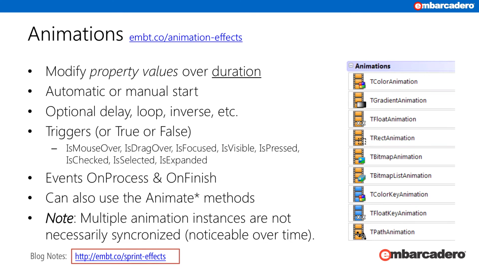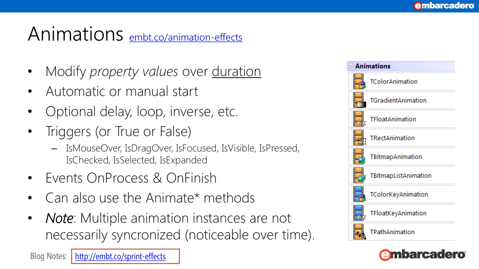So animations, mentioned this previously, but animations give you the ability to modify the value of a property over time, which is referred to as duration. These are really flexible. There's lots of different animations you can use. Most of the time, I find myself using the float animation, which is what you use to change a floating point value. But some of the other animations available can change, for example, rectangles and colors. The color key animation, float key animation, and path animation change through a list of values, where the other ones change from a start point to an end point.